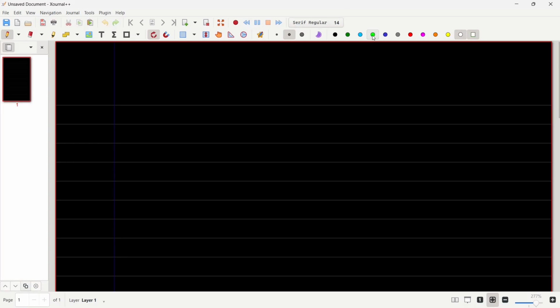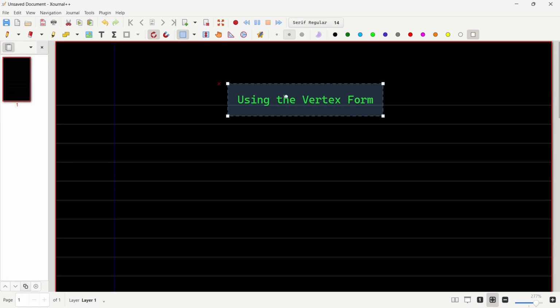Actually, before that, let me just start the lesson by putting down the title. So we're going to be using the vertex form. I'm going to write this in green, right? And as I said, we want to use the vertex form to understand the behavior of quadratic functions.